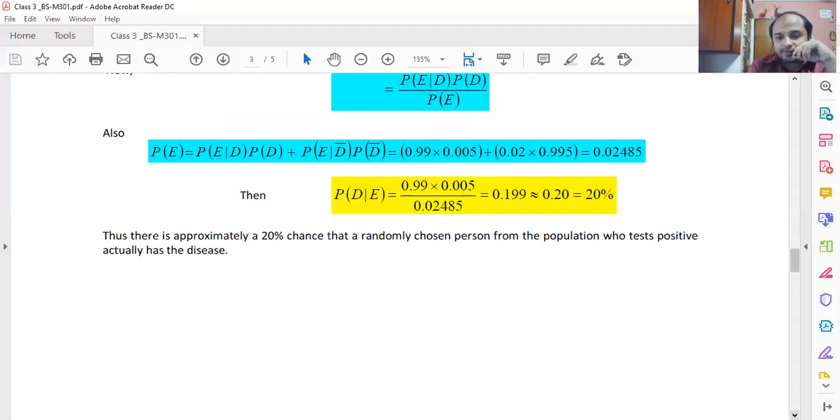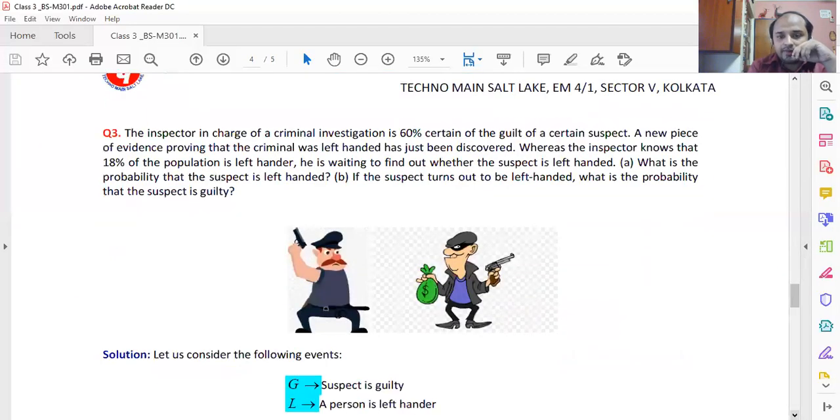My last problem of today's class is this one. Oh my god, a funny picture is there. What the problem says? Problem says the inspector in charge of a criminal investigation is 60% certain of the guilt of a certain suspect.